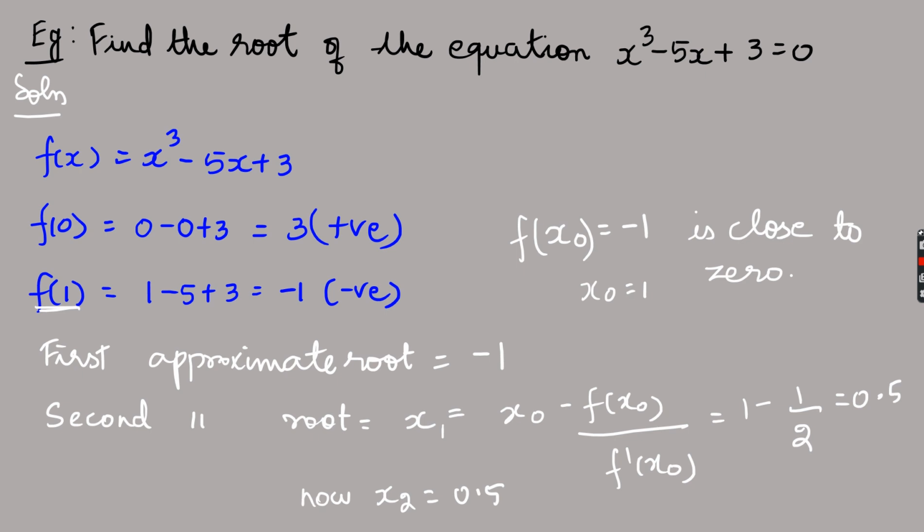Sometimes they give the question directly, like find the root in 1 step or 2 steps, and you are going to directly find between 2 values. You don't have to do it until you get the exact value.